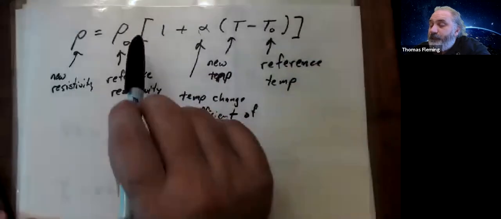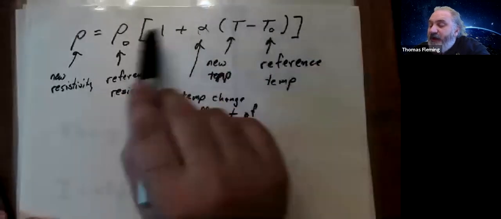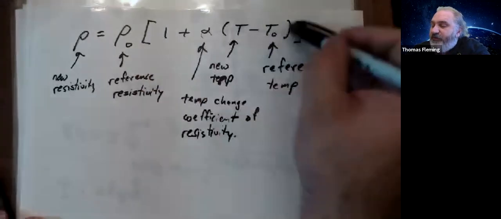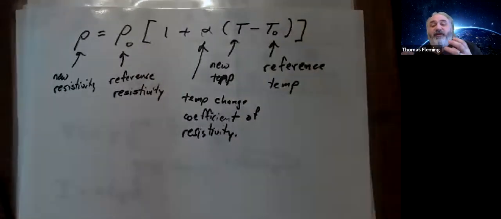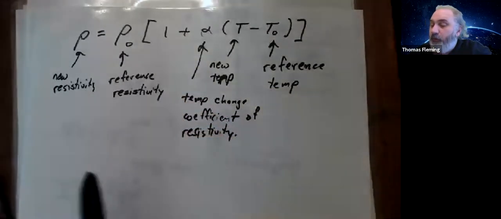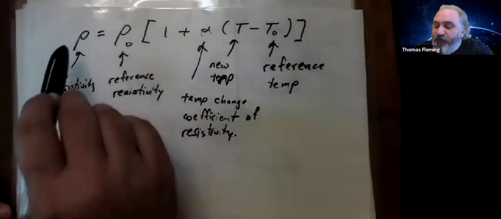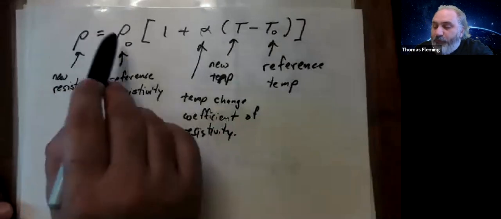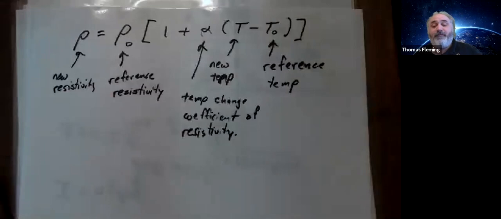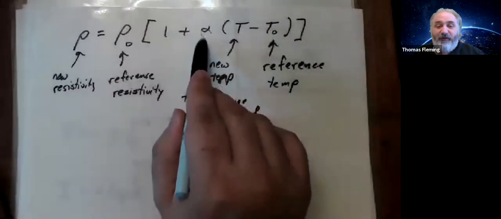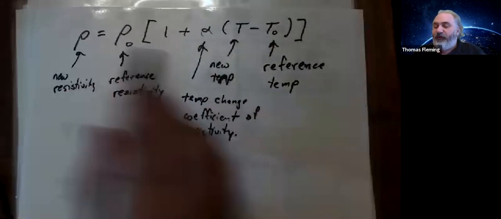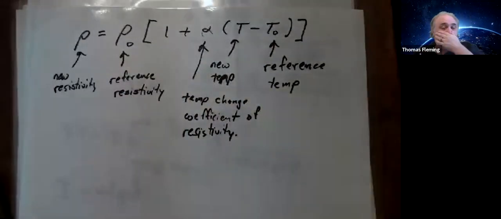However, now inside the brackets here, I have 1 plus a positive number, which means inside the brackets, I would get a positive number that is bigger than 1. So this would tell me that my new resistivity is going to be my old resistivity multiplied by a number that is larger than 1. So if alpha is positive, if you heat the object up, the resistivity is going to get bigger.